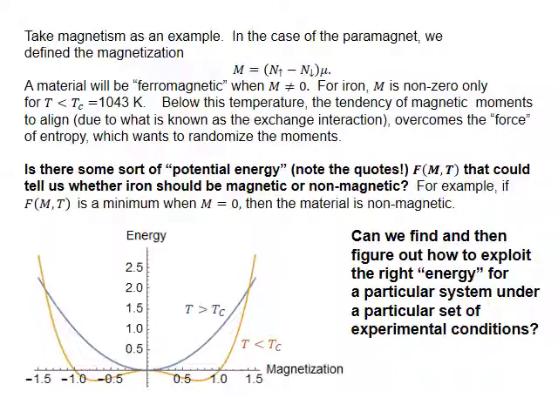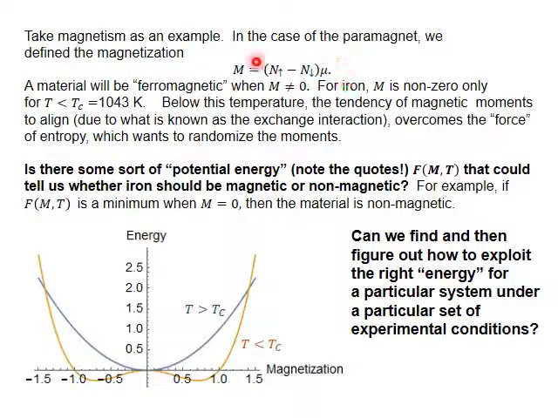Okay, so let's take an example from magnetism. So this moves us a little bit closer to the main point of this chapter. So in the case of the paramagnet, which we've seen before, we defined the magnetization as essentially the difference between the number of up and down magnetic moments. And for a material like iron, it will be magnetic, meaning this difference n up minus n down will be non-zero below some critical temperature, which is about 1,000 Kelvin. Right? So at higher temperature, n up and n down are the same.